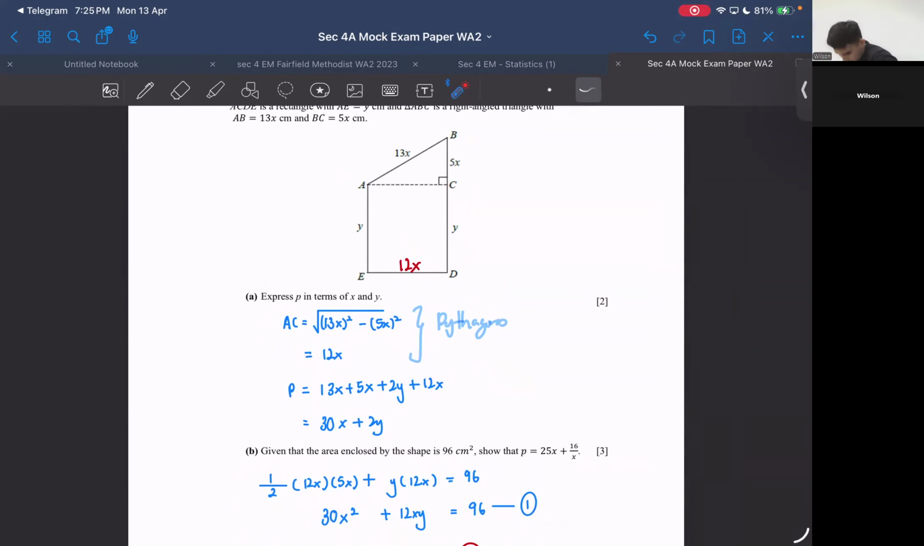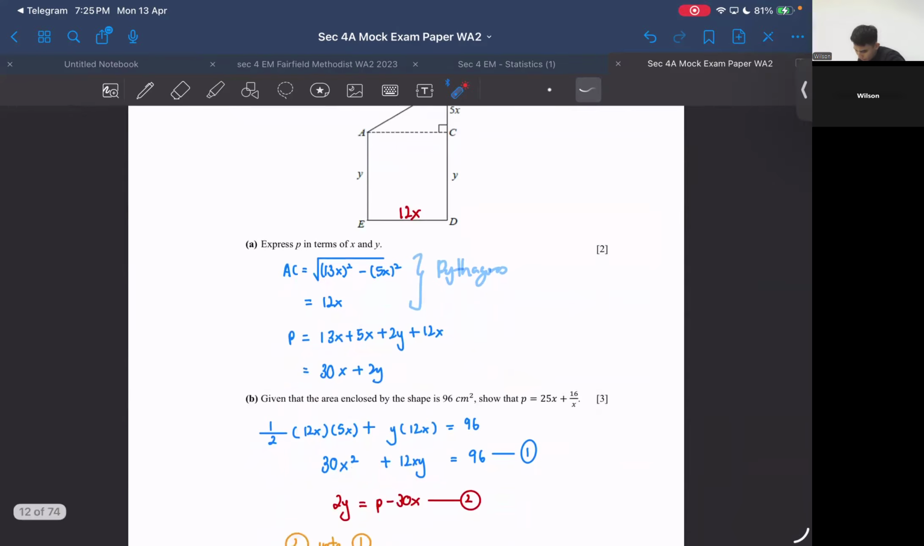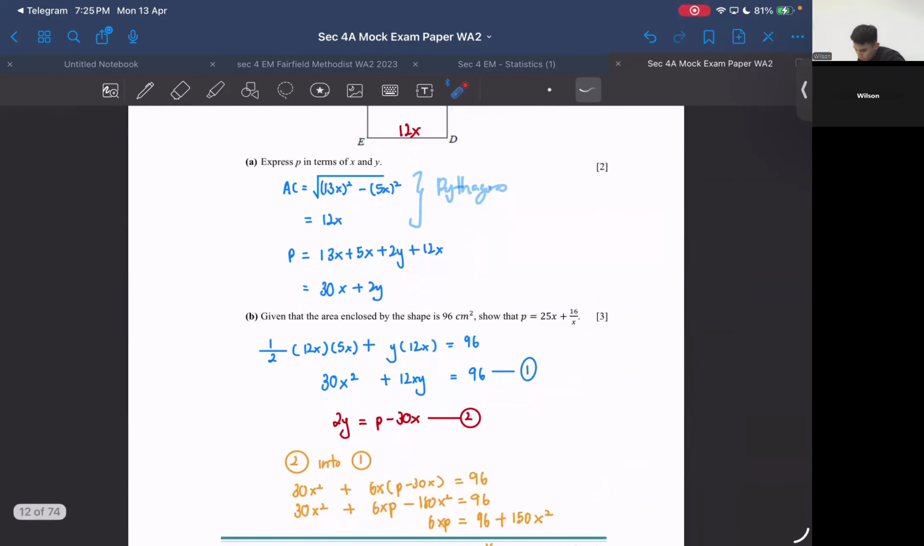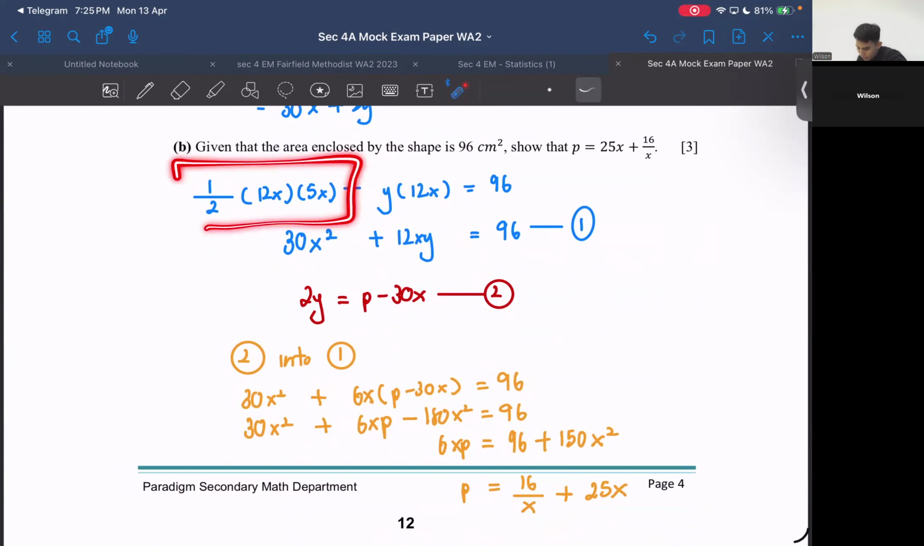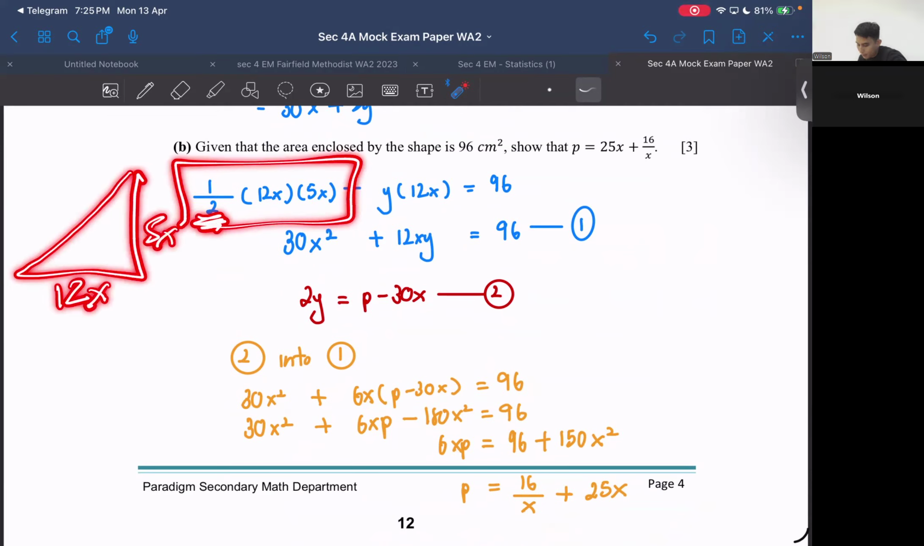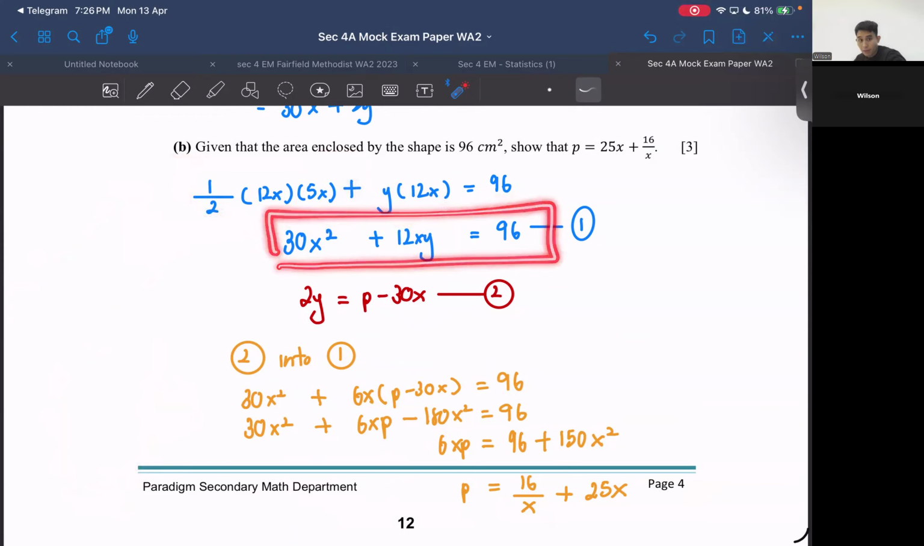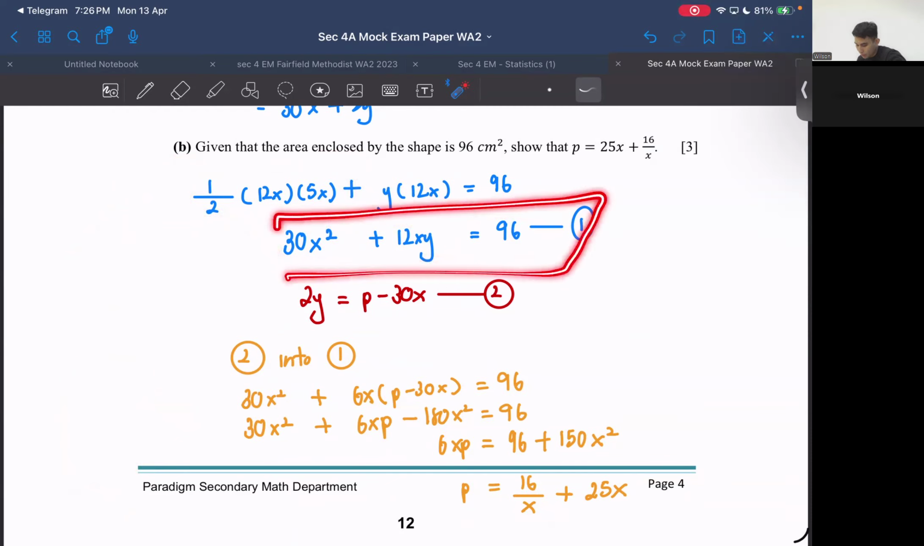Now, next part, they say that given that the area enclosed by the shape is 96 cm squared, in this case, I need to find the area of the triangle and this rectangle over here. So I need to show that my P is equal to this. First and foremost, this is my triangle. So half times my base, which is 12x, times my vertical perpendicular height, which is 5x over here, plus my rectangle. My rectangle is 12x and this one is y over here. And this is equal to 96. So what I have done here is to simplify all of them into one very nice equation.